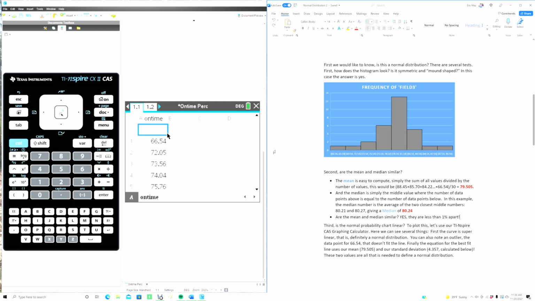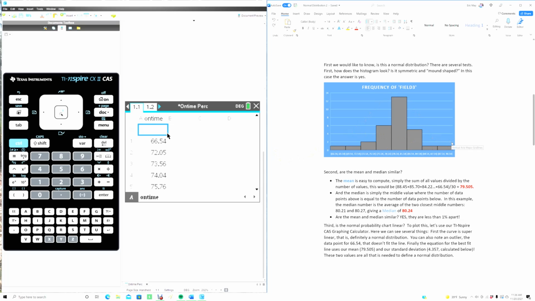Now what we would like to know is, is this data a normal distribution? And there are several tests we can use to find that out. First, we look at its histogram from our previous tutorial. We ask, is it symmetric, and is it mound-shaped or bell-shaped? In this case, the answer is yes to both. It's a roughly symmetric graph, and it's roughly mound-shaped.